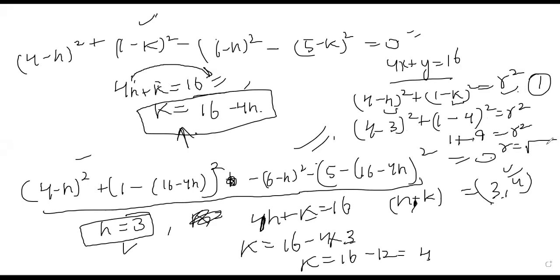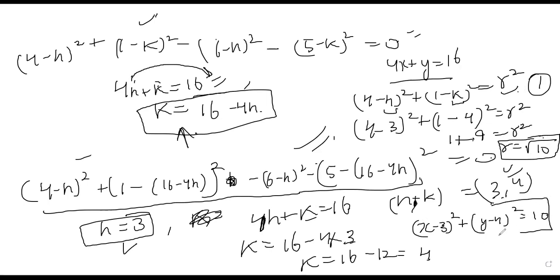So r will be root 10. That's how we will find this equation. The final equation will be x minus 3 whole square plus y minus 4 whole square equals 10.